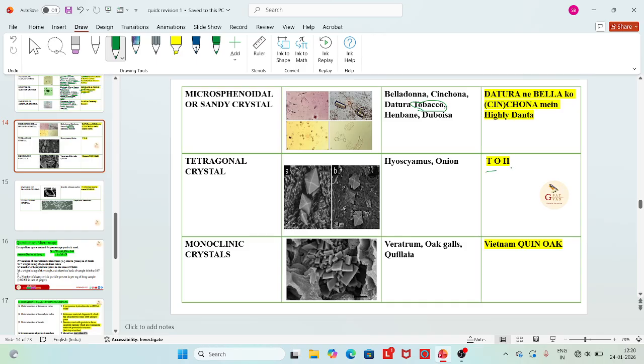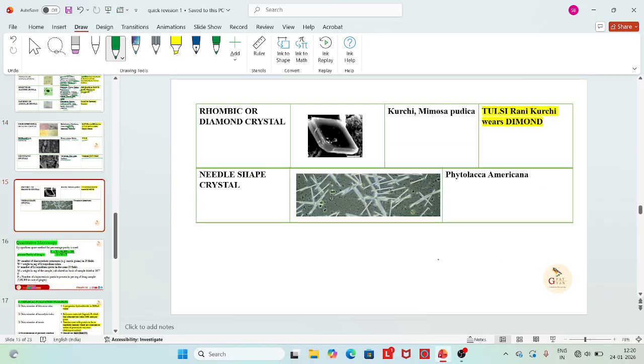For the tetragonal, it is TOH. So T is for the tetragonal, O is for onion and H is for Alzheimer's. Monoclinic crystal is for Vietnam Queen Oak, Veratrum, oak gall and Quelia. Next is rhombic or diamond crystal: Tulsi Rani Kurchi wears diamond. Kurchi, Mimosa pudica is the Tulsi, and Rani is rhombic or the diamond.